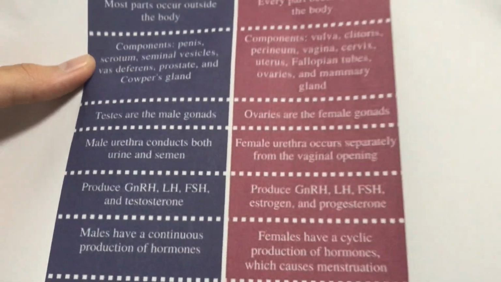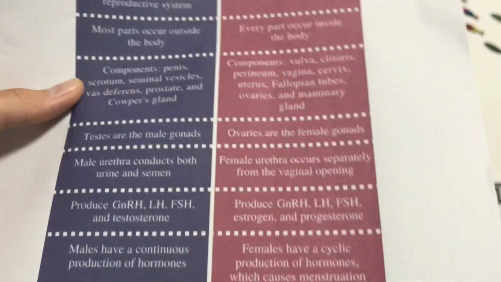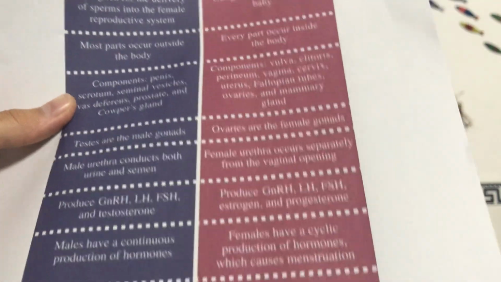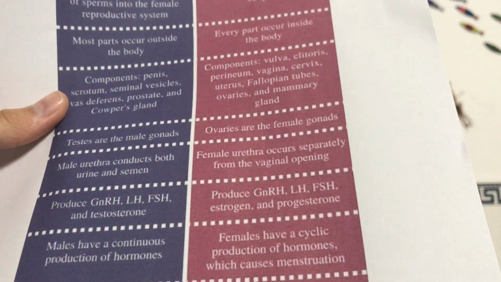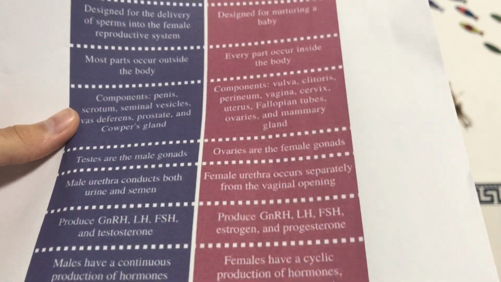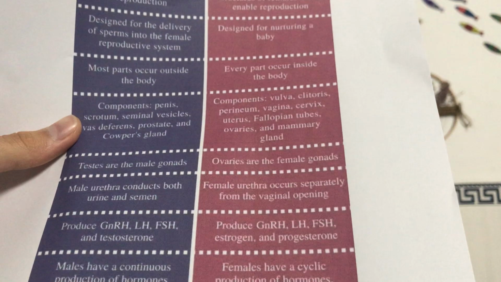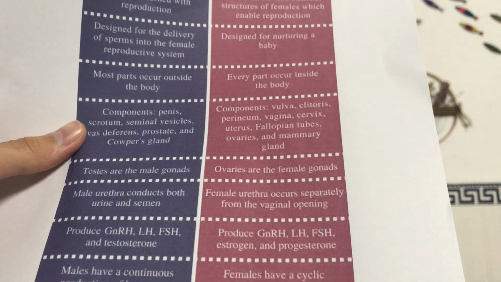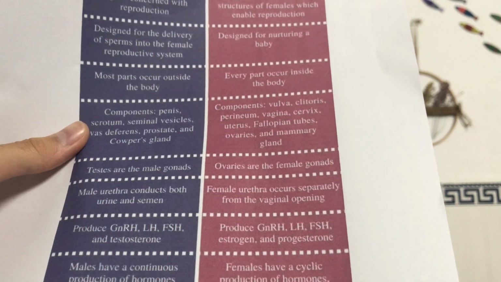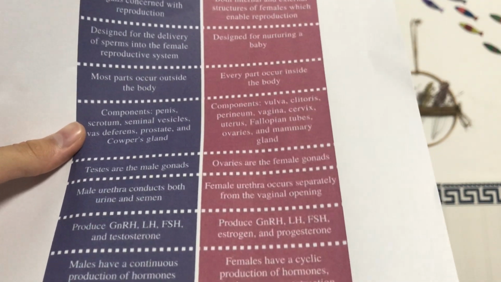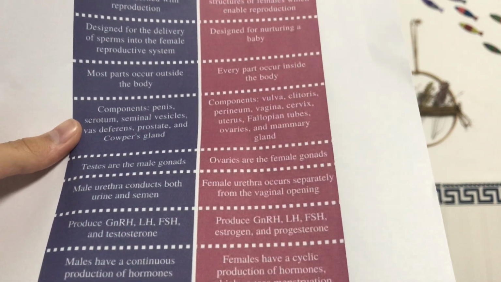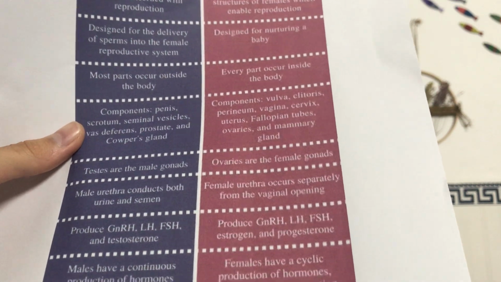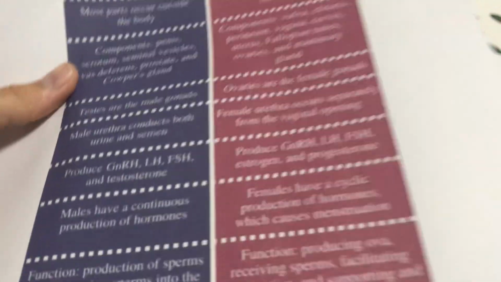The testes are the male gonads and the ovaries are the female gonads. The male urethra conducts both urine and semen, while the female urethra occurs separately from the vaginal opening. Then we also have different hormones. The male reproductive system produces testosterone, while the female produces progesterone.